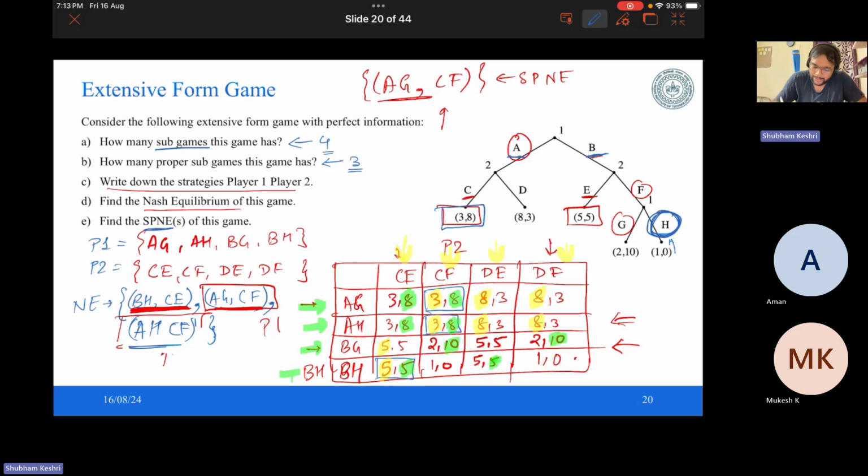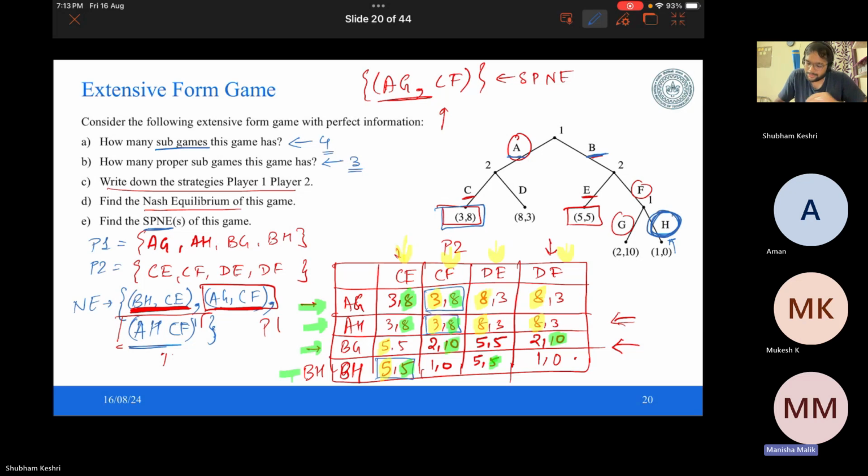So actually this is a threat. Player 2 is saying, if you will play B and H. So you see, when he plays B and he plays H, player 1 is actually giving a threat to player 2, saying that if you are going to play F, then I will play H, and your utility from 5 will go to 1.